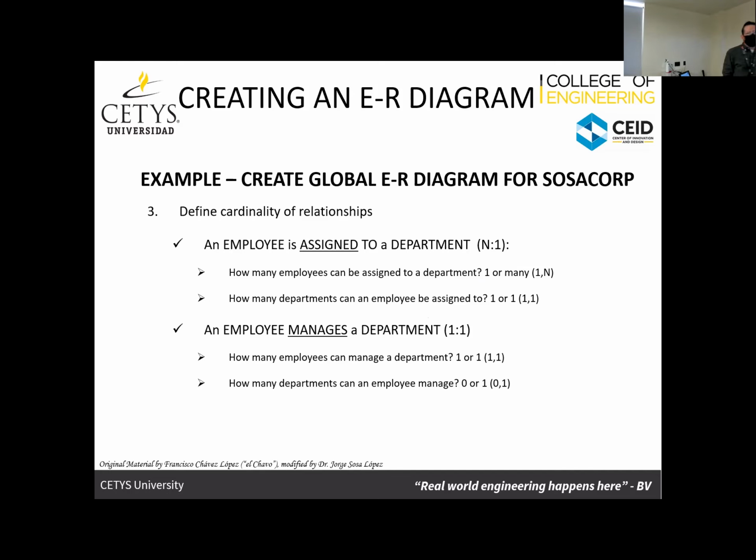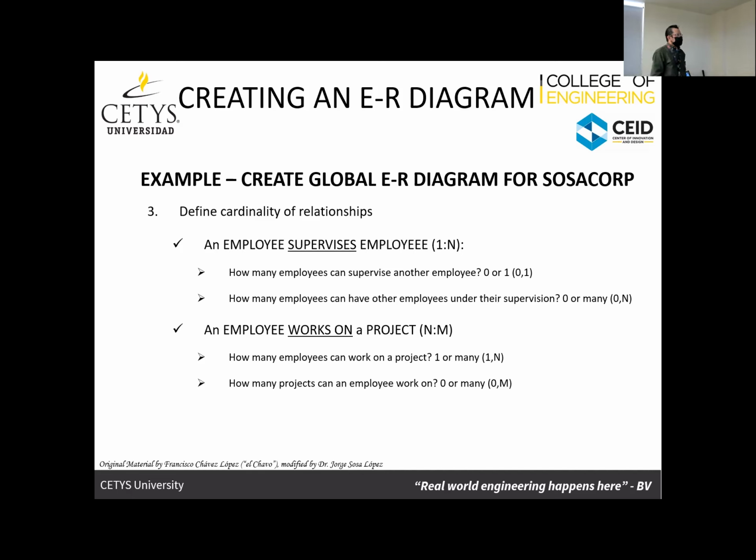First off, employee is assigned to a department. That would be an N-to-1 or a 1-to-N, depending on where you're looking at it, relationship. How many employees can be assigned to a department? 1 or many. How many departments can an employee be assigned to? 1. So that's a 1-to-N relationship. An employee manages a department. That's a 1-to-1 relationship, because 1 employee can manage a department, and a department can only be managed by 1 employee. An employee supervises another employee. How many employees can supervise another?